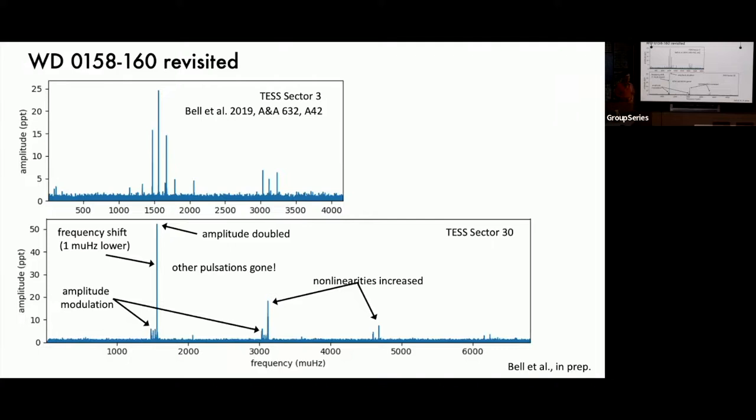It's actually affected the structure of the star if this resonant frequency is shifted by an entire microhertz lower. And so maybe these other modes are no longer resonant within the star, so they've died off. What is happening with this amplitude modulation?